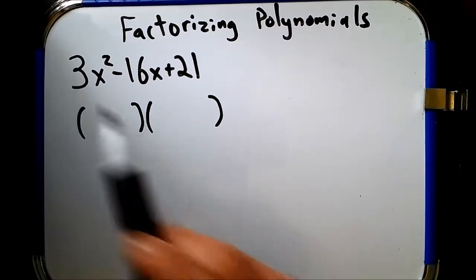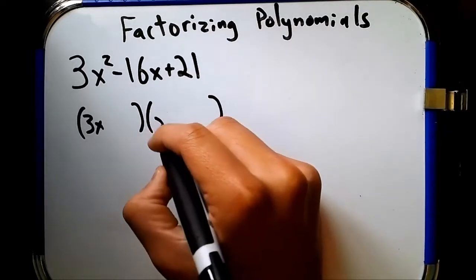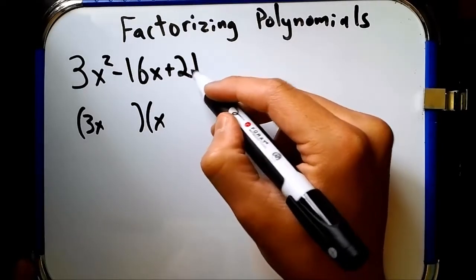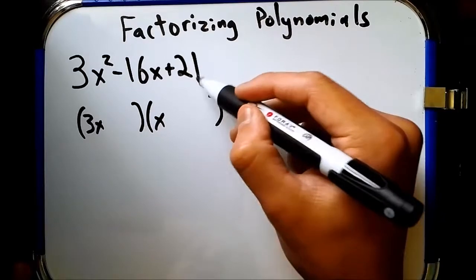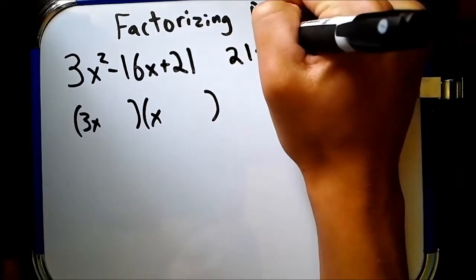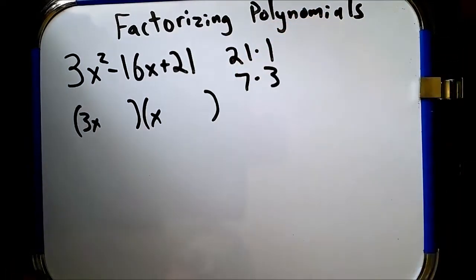and last time I only had x and x, but now that there's a coefficient, we know that this needs to be 3x, and this needs to be x. So now that we have that, we need to see what multiplies to be 21. So let's write it right here. 21 times 1, and 7 times 3. That's about it.